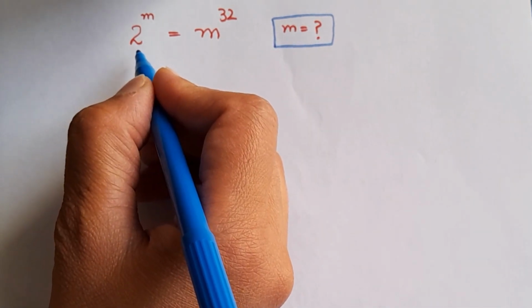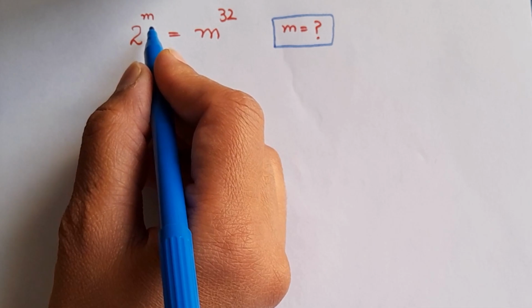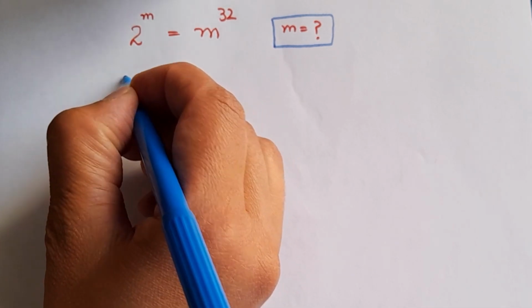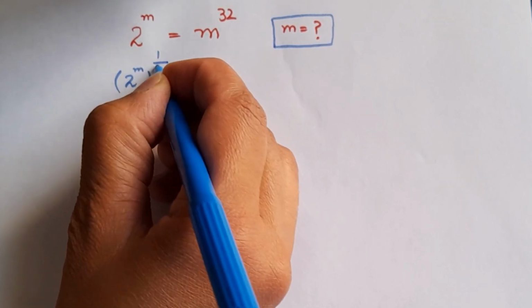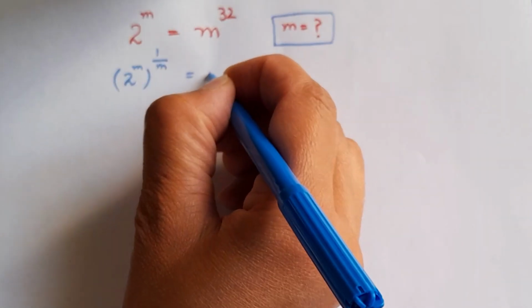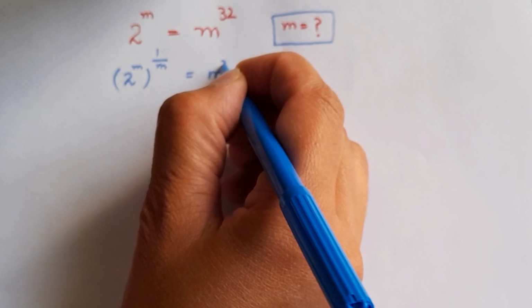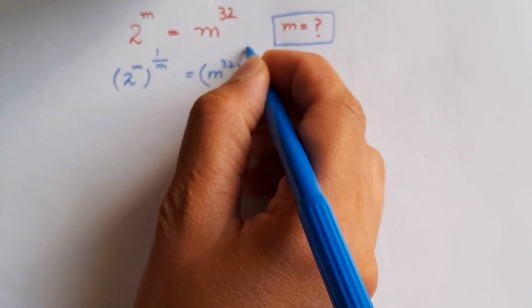In the very first step, we are going to take power 1 over m on both sides of this equation. So this will be equal to 2 to the power m, to the power 1 over m, is equal to m to the power 32, to the power 1 over m.